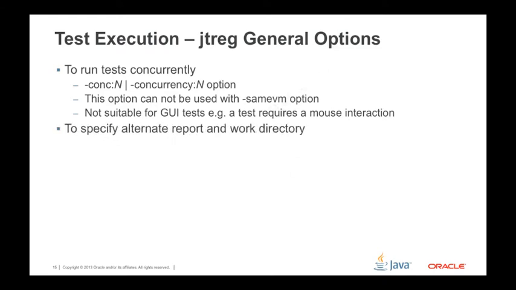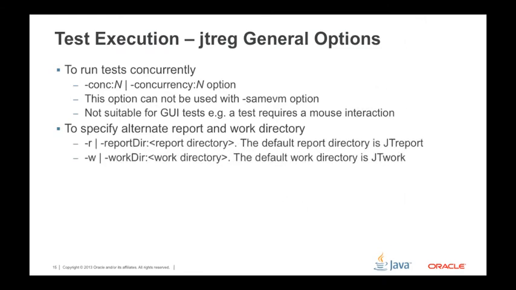To specify an alternate report directory, use -r or -reportDir:report_directory. The default report directory is JTReport. To specify the work directory, use -w or the -workDir option. The default work directory is JTWork.